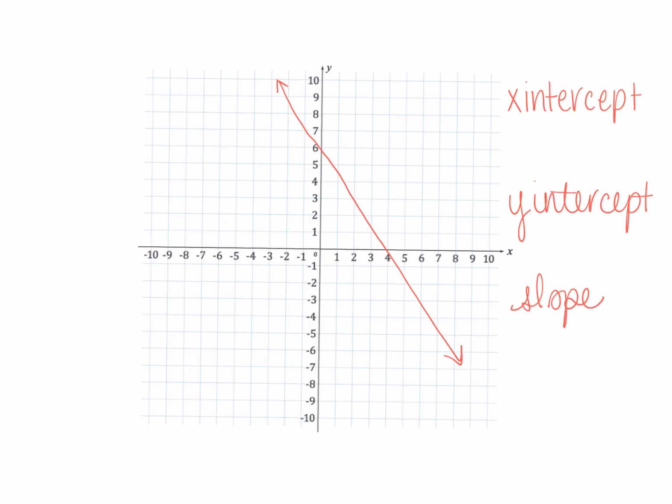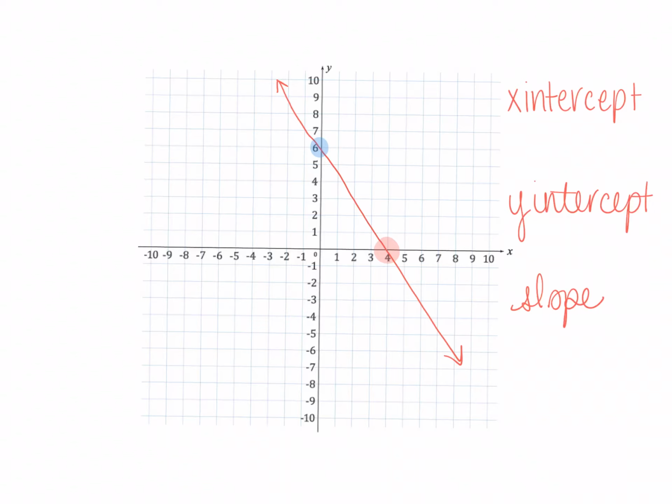So our x-intercept is going to be right here where the graph crosses the x-axis. And we can see in this case that it's happening at 4. We also want to look at our y-intercept, which is where it crosses the y-axis, which in this case is going to be at 6.